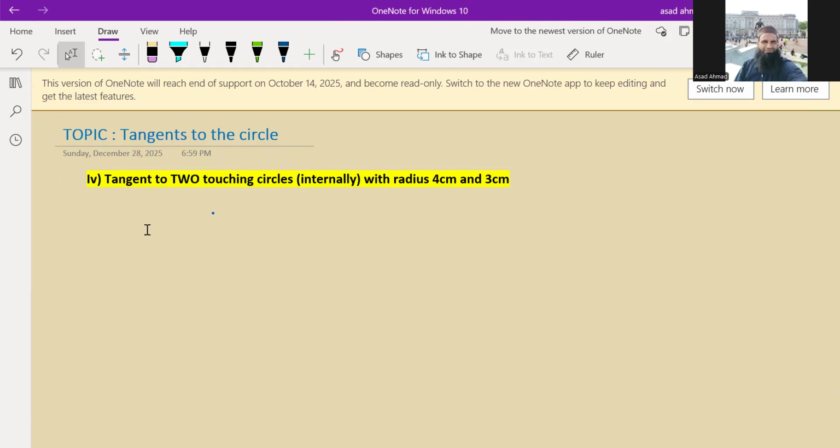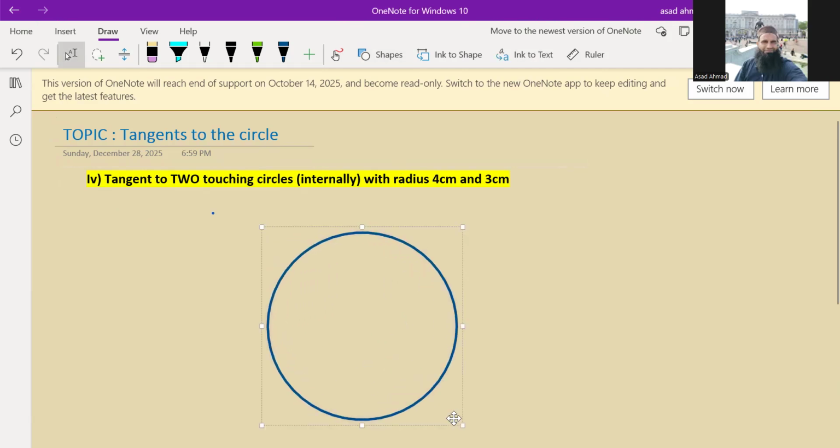So the first task should be that you have to make one circle of larger radius, for example 4 centimeter, and then you have to draw one of its radius, like for example this is 4 centimeter radius.